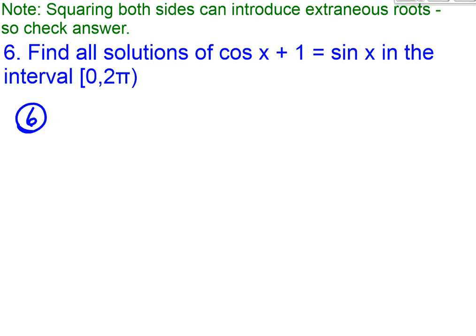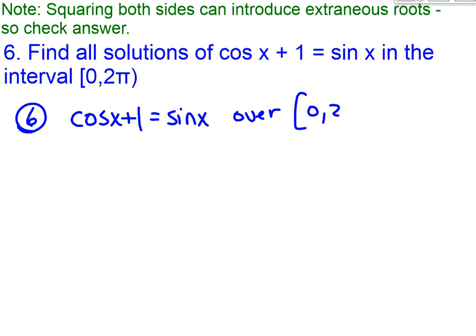And this time we're in that interval from 0 to 2 pi. So we want to find all the solutions. Cosine x plus 1 equals sine x over the interval from 0 to 2 pi.